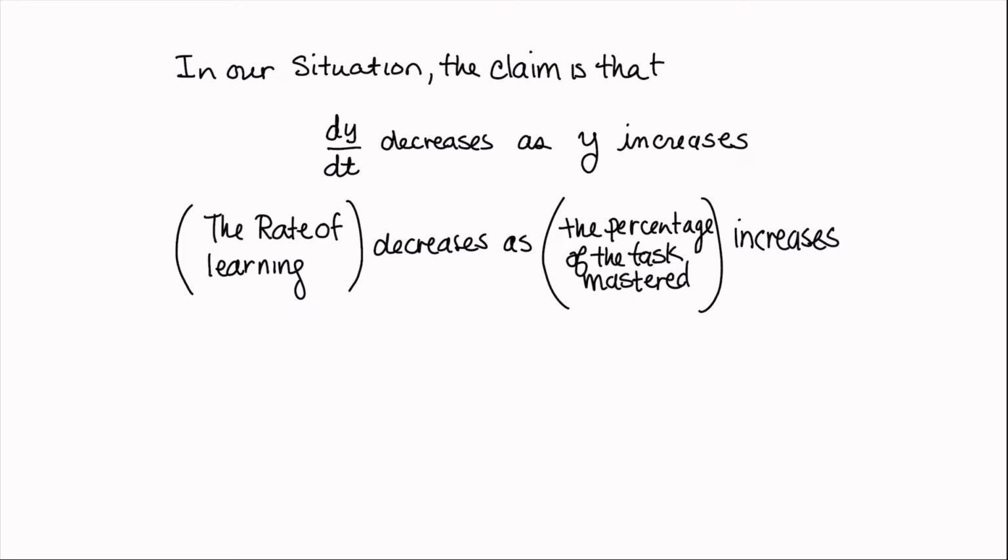In our situation, the claim is that dy/dt decreases while y increases. That is, that the rate of learning decreases as the percentage of mastery increases.